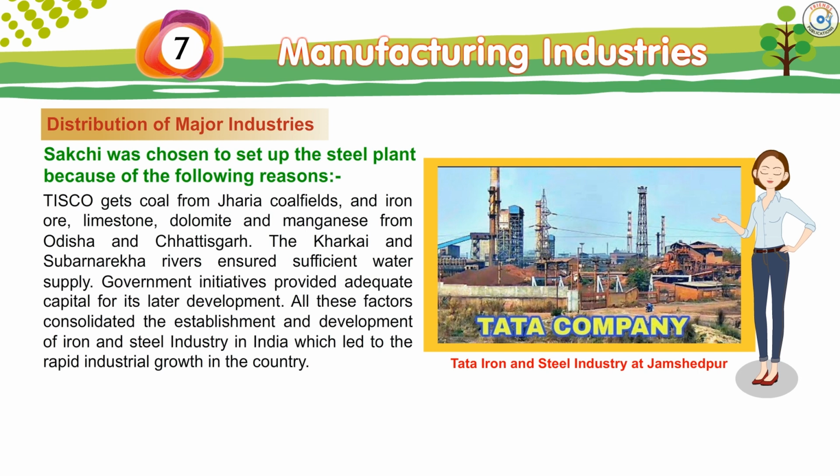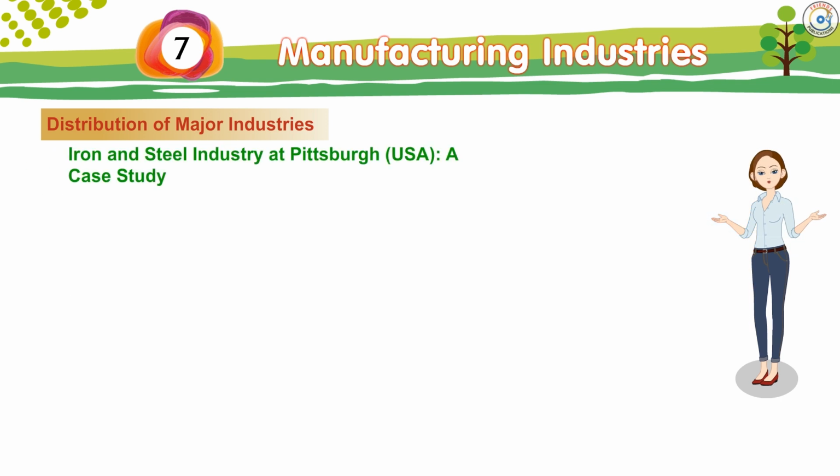TISCO gets coal from Jharia coal fields and iron ore, limestone, dolomite and manganese from Odisha and Chhattisgarh. The Kharkai and Subarna Rekha rivers ensured sufficient water supply. Government initiatives provided adequate capital for its later development. All these factors consolidated the establishment and development of iron and steel industry in India, which led to the rapid industrial growth in the country.